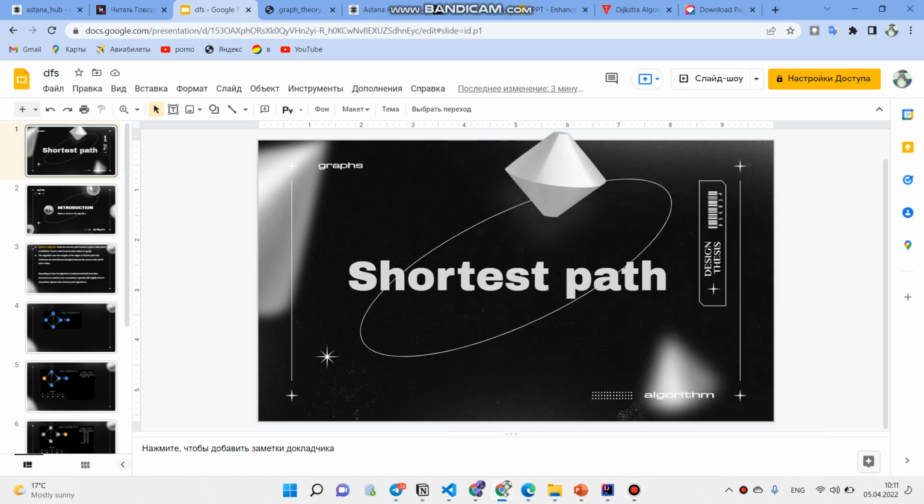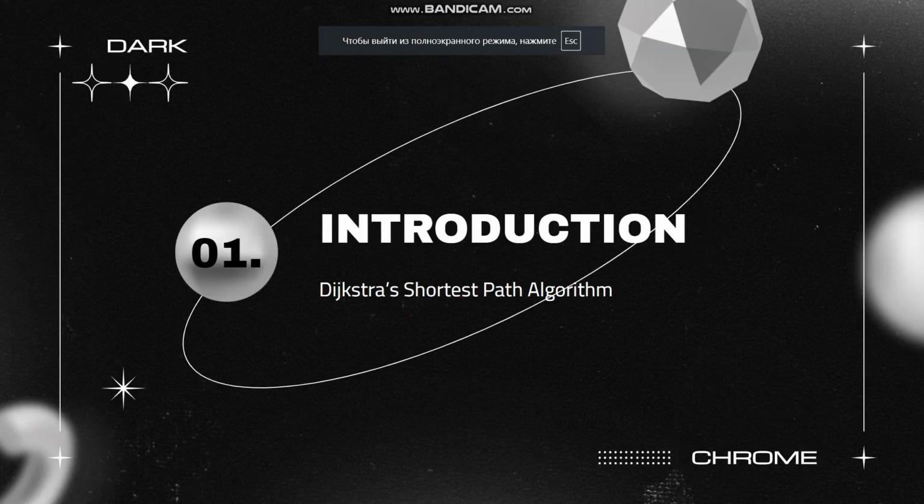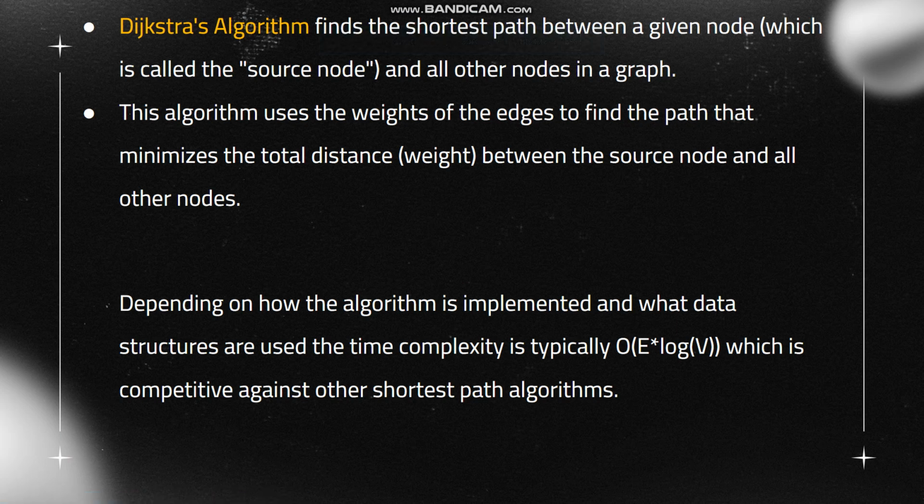Today's topic is about shortest path. So, at first, an introduction. Dijkstra's algorithm finds the shortest path between a given node and all other nodes in a graph.